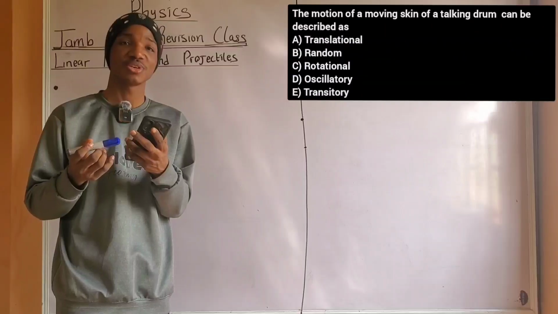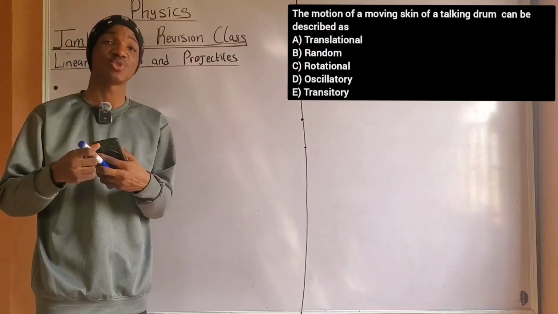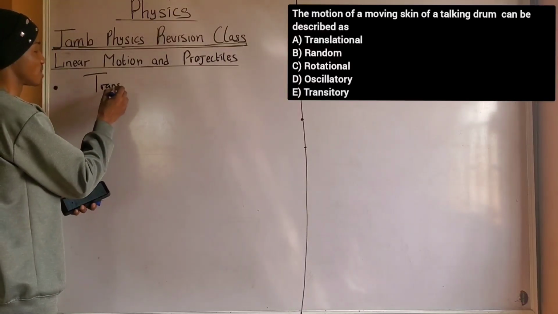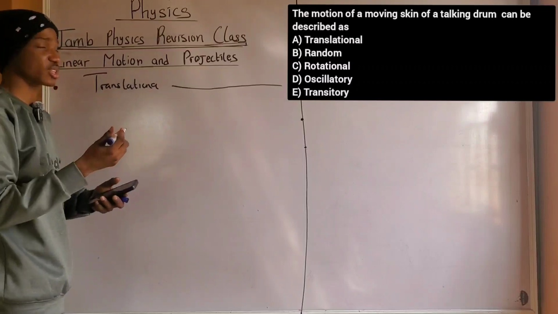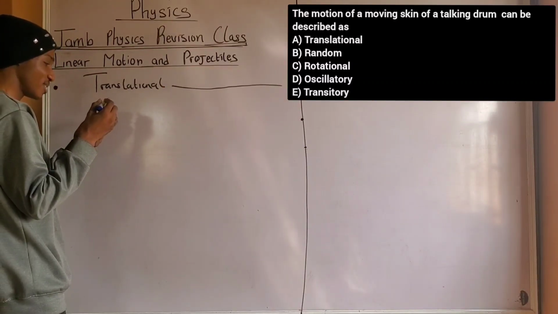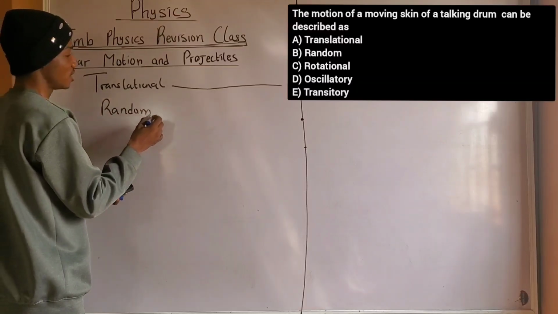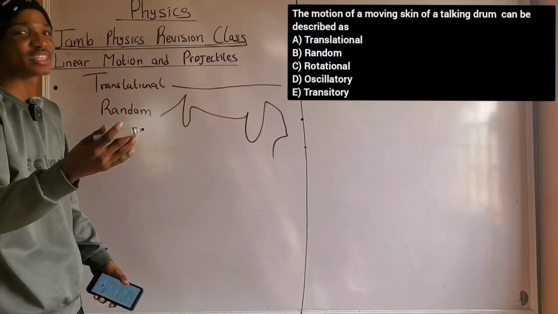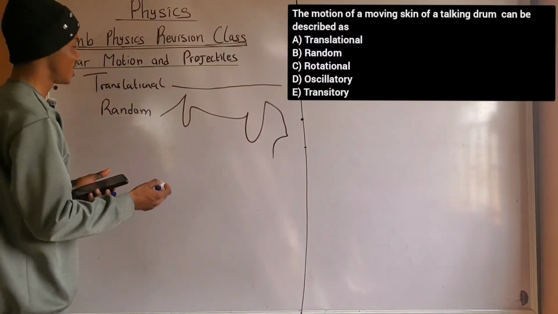Also, random motion is motion that doesn't follow a particular direction, for example, motion of a bee. Translational motion is just motion of an object in a straight line. Then we have the second one, random motion, something like the motion of a bee, just moving. The next one is rotational motion.